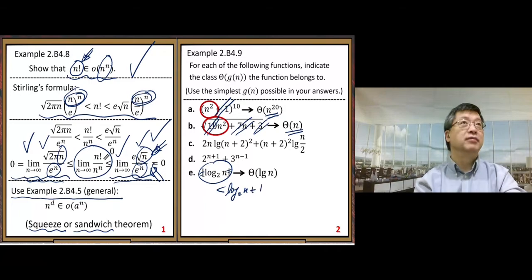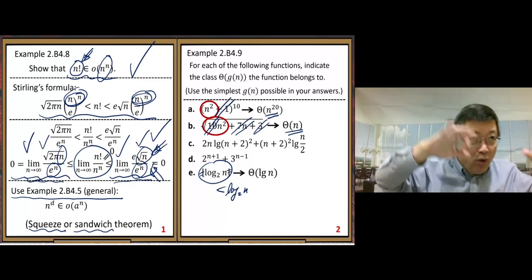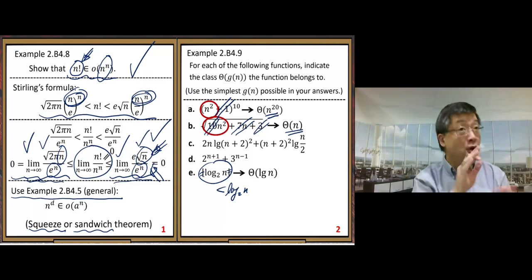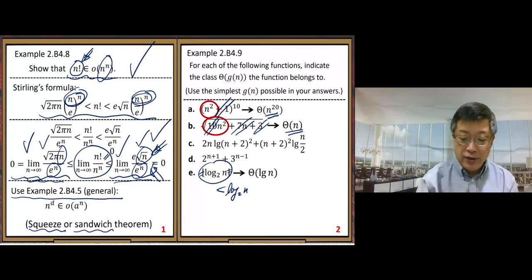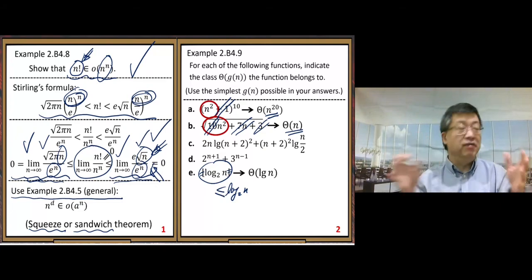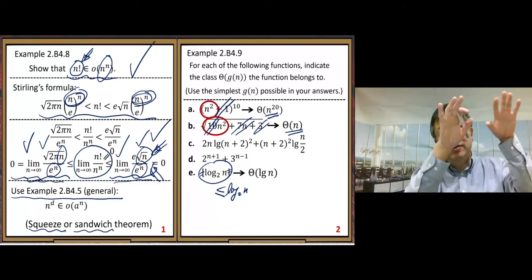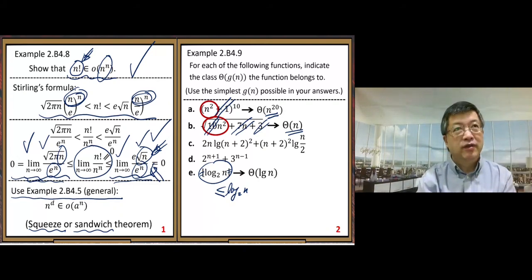We don't need a plus 1, right? Because the floor function can only be smaller than or equal to the original function. So it is less than or equal to log base 2 of n. So we don't need the plus 1. Plus 1 is for the ceiling function, so we will leave it to the ceiling function case.